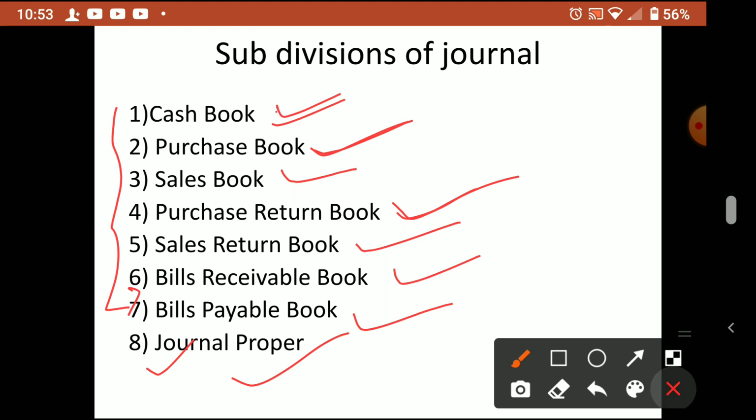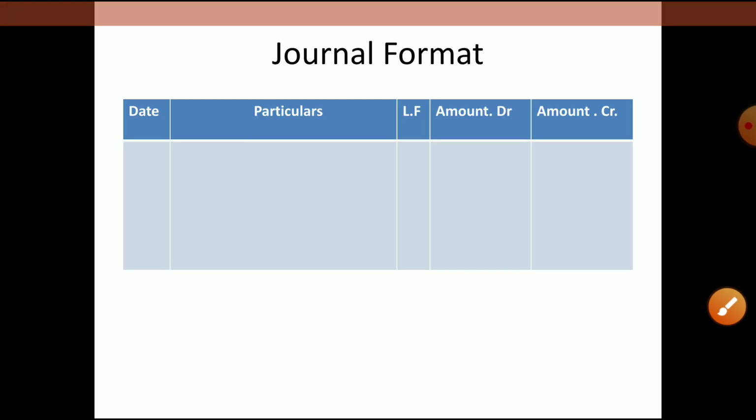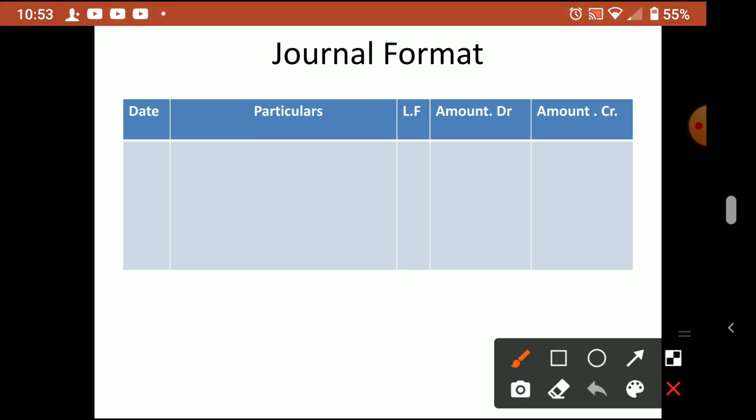This we will study in detail later. Now, the journal format, I will just show you. Journal contains this many columns. First is date, next one is particulars column, next is LF. LF means ledger folio. I will tell you that after studying ledger, then only you will understand. Then amount debit and amount credit. So the debit amount will be here, the credit amount will be here.